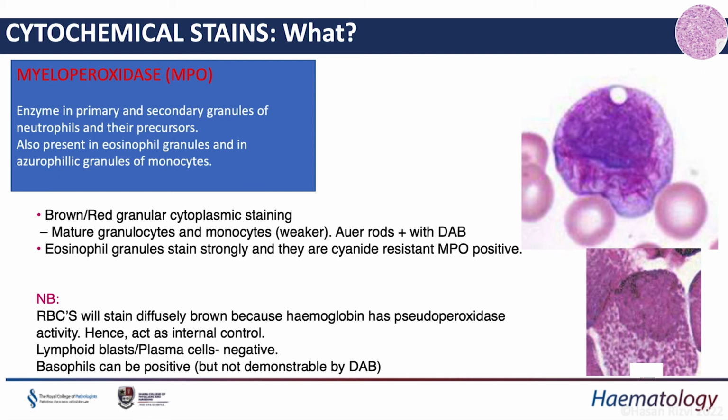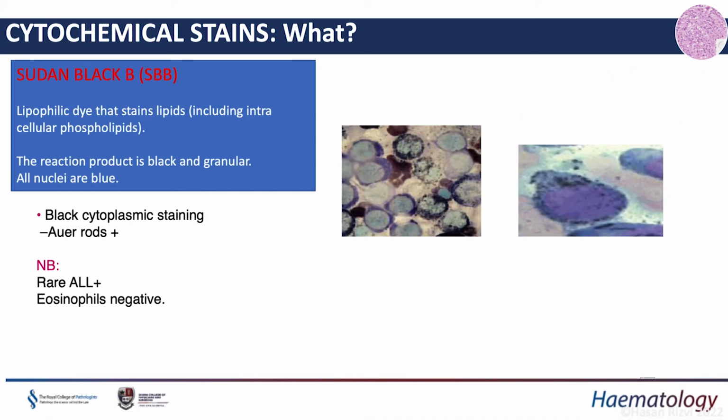It's red-brown staining. It can highlight the Auer rods. It can highlight the granules. Sometimes RBCs stain diffusely brown because of the hemoglobin content. Depends on the lab. You will get some variation in the tinctorial quality in different labs. Eosinophilic granules also stain strongly and are cyanide resistant. Lymphoid cells are negative. Basophils may or may not be positive depending on what sort of coloring agent you're looking at.